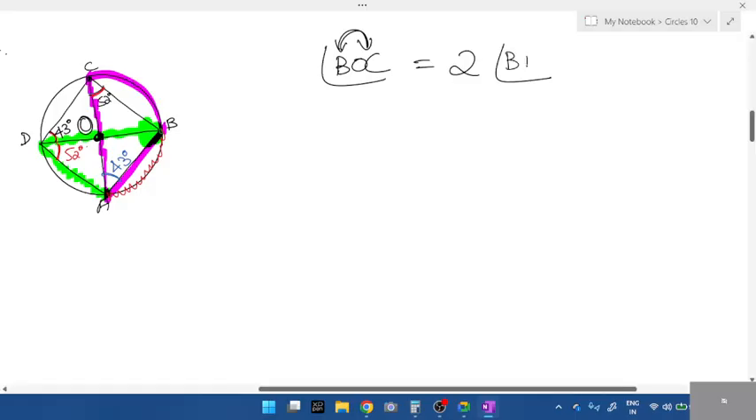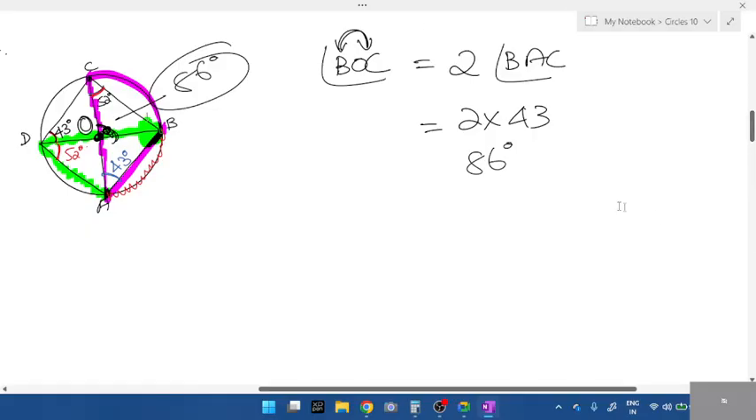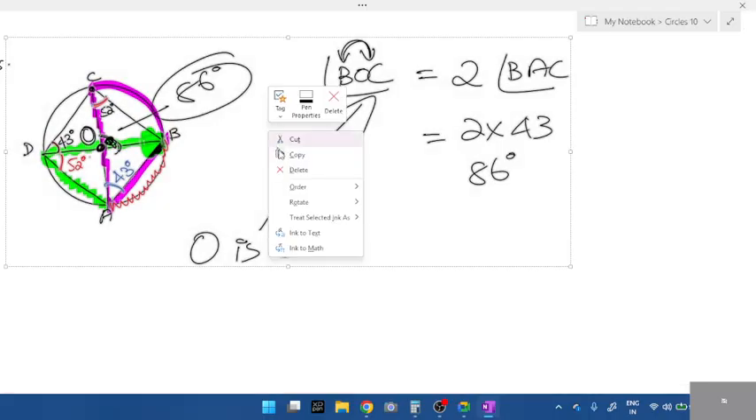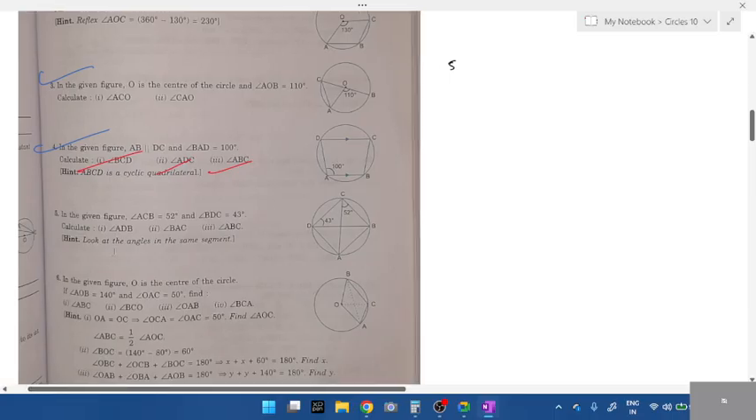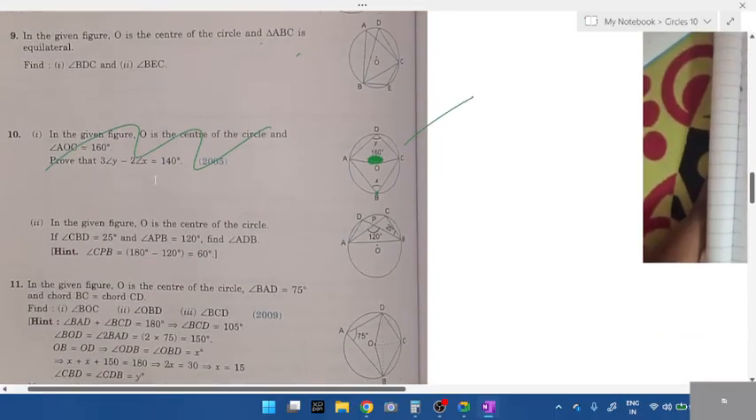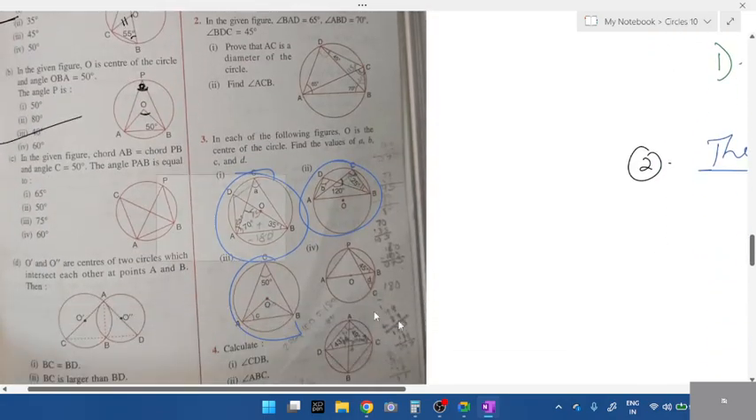Angle BAC. What is angle BOC? 2 times angle BAC, which is 43. 2 into 43 is 86 degrees. So this one would have been 86. Is it clear? Remember, in any question, if they give the word center, O is the center, definitely they'll mention O is center. Then 100% we can use center is equal to twice circumference. Okay, if they don't mention that, use the circumference is equal to circumference concept. Fine. So we have done till the fifth. We'll do a few more basics from your textbook.